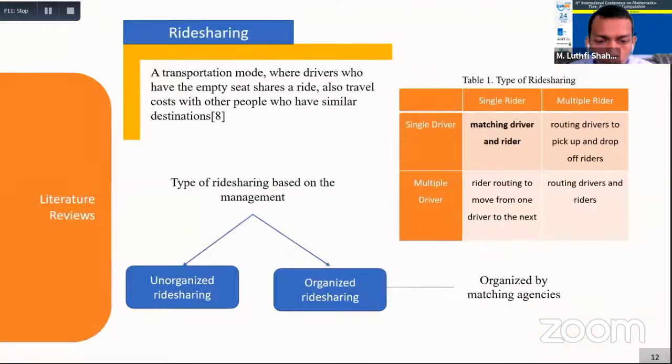Based on its management, ride-sharing is divided into two: organized ride-sharing and unorganized ride-sharing. Organized ride-sharing is operated by an organizer, which provides ride matching opportunities for participants who have never met each other. The organizer is in charge of matching. You can see the other types of ride-sharing in Table 1. In this research, the type of ride-sharing that will be discussed is single driver, single rider, which has a problem in matching the driver and the rider.